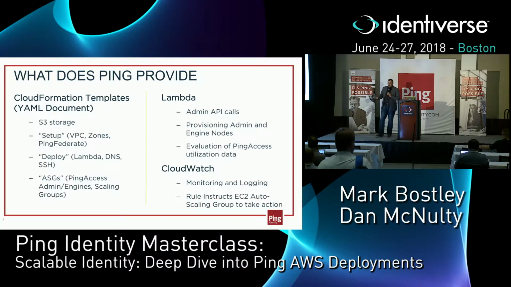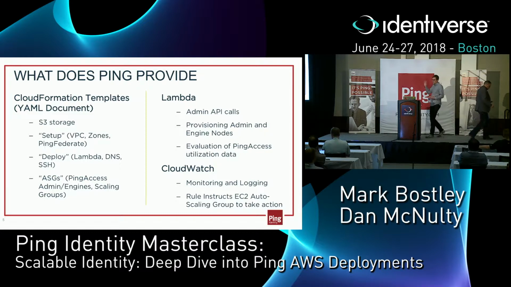It also sets up all of the load balancing, the virtual private cloud, and SSH bastion hosts, those types of things. I'm sure Dan will get into more of the details about the Lambda here in a little while. We're also providing some CloudWatch rules that use utilization metrics that come out of PingAccess as well as out of AWS's monitoring systems to instruct EC2 when to scale up or scale down a particular runtime cluster. So with that, I'm going to turn it over to Dan and take it away.